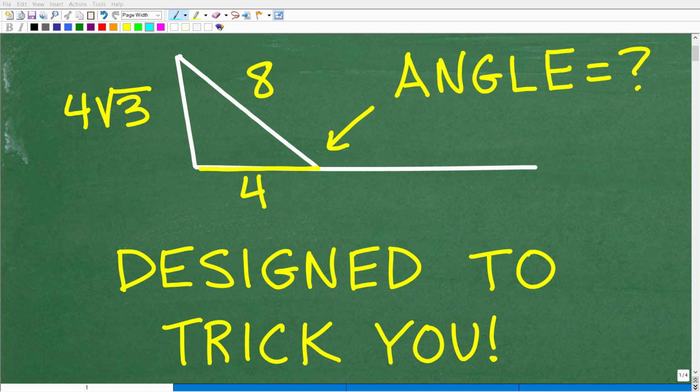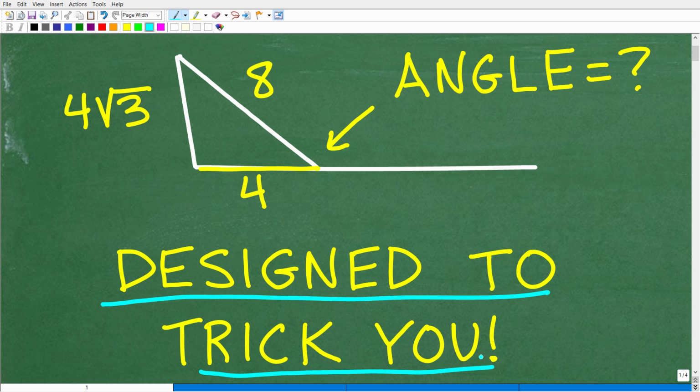Okay, so this math problem is intentionally designed to try to trick you. So be careful, but here is the question. We have this triangle, and of course, this leg of the triangle extends right here. We're looking for this angle right there. And the sides of this triangle are 4 right here, 4 times the square root of 3 right here, and this leg of the triangle right there is 8.